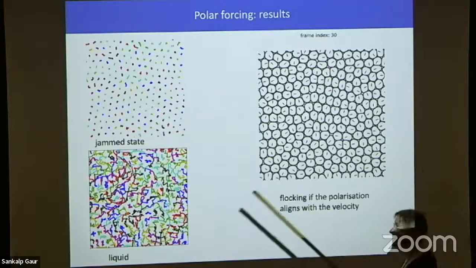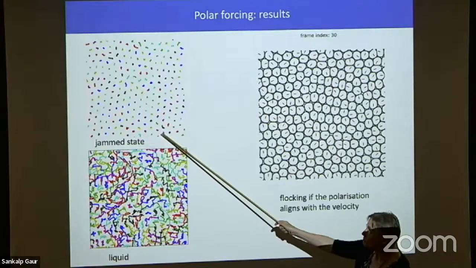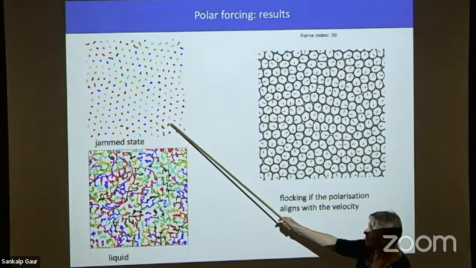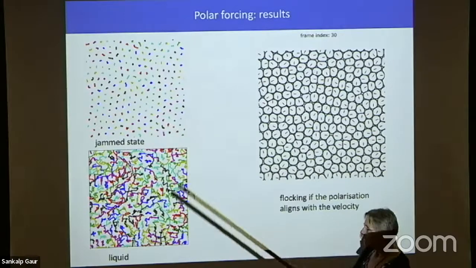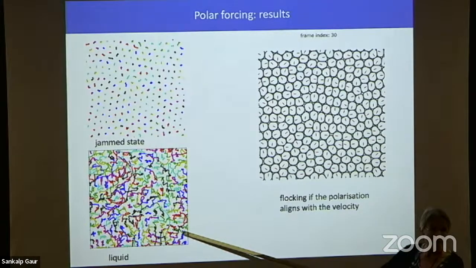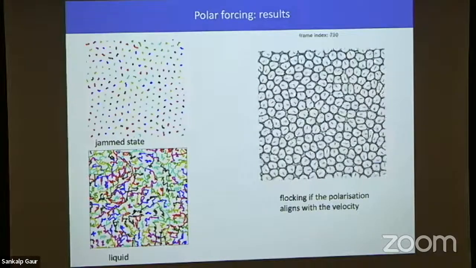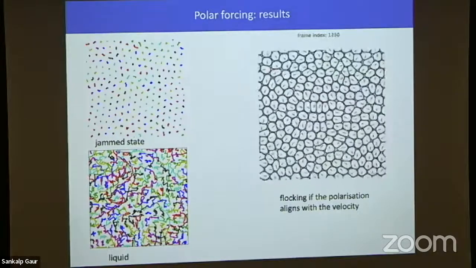If the force isn't very strong, the cells stay where they are. These are the centers of mass of the cells. So you have a jam state. If you increase the force, you get a liquid-like state. And if you have a strong link to the velocity, whoops, you can get flocking. You can see these things are going to end up moving around, and then they're going to start flocking and move in the right direction.